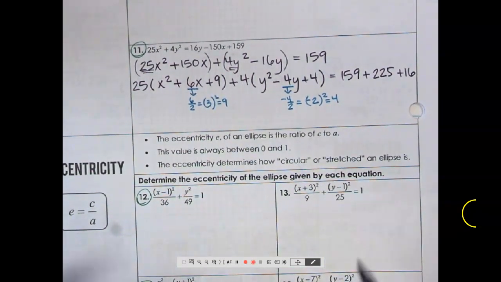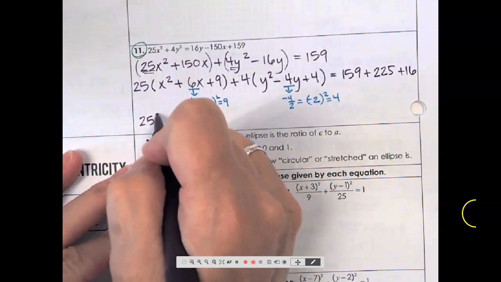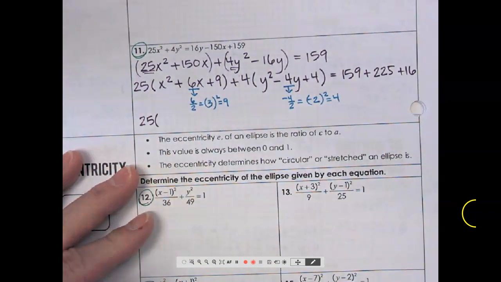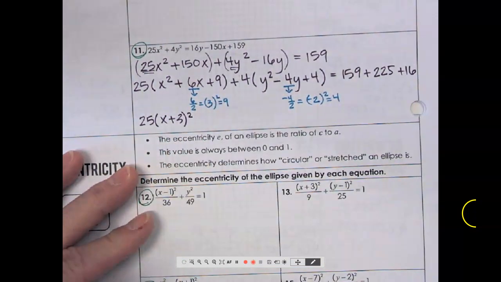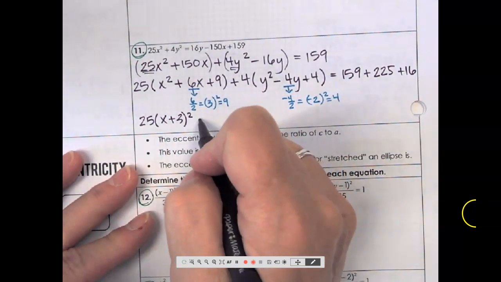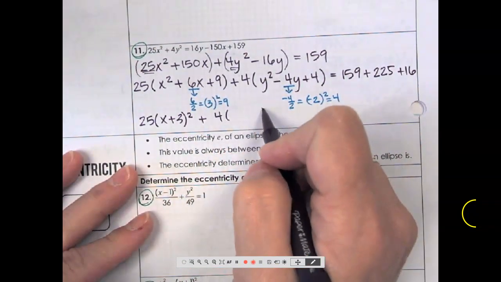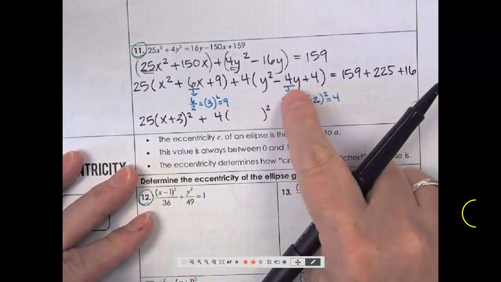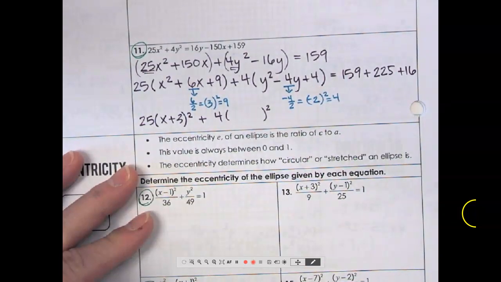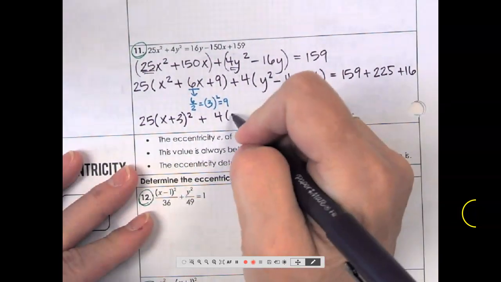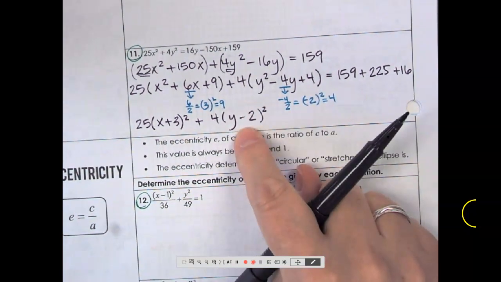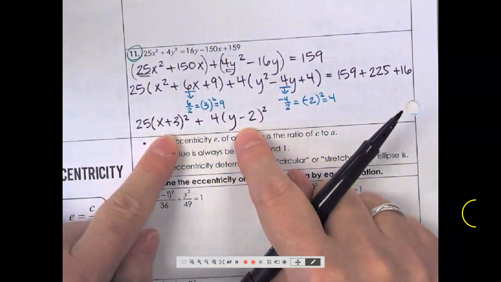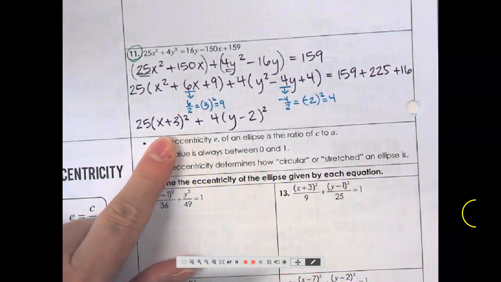Okay, next step we're going to factor. 25 stays out front. What are the factors of x squared plus 6x plus 9? X plus 3. There'll be 2 of them. So I'm going to go ahead and write just x plus 3 squared. 4 is out front, but what are the factors of y squared minus 4y plus 4? Y minus 2. So again, it's whatever you squared back here that goes in your factor. I squared a 3, plus 3. I squared a negative 2, minus 2.